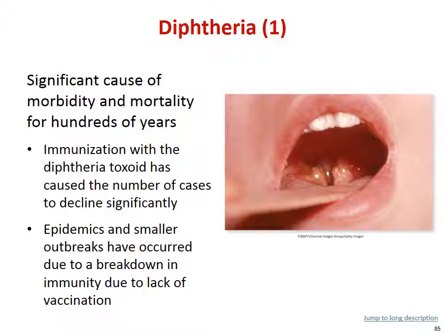Ultimately, epidemics are small, but we do see them typically due to an inability of people to get vaccines. So again, religious communities, specific areas where anti-vaxxer movements are common, those are where these outbreaks usually occur.